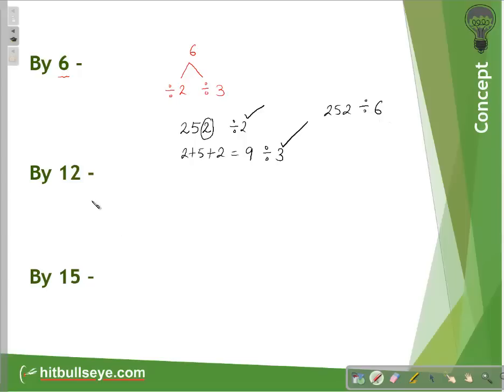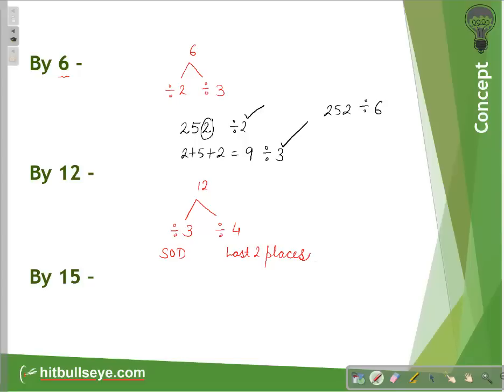Now come to divisibility by 12. For 12, we'll check the divisibility by 3 as well as by 4. What was the divisibility rule of 3? That was SOD, sum of digits. And what is the divisibility rule of 4? That is the last two places. The number formed by the last two places should be divisible by 4.